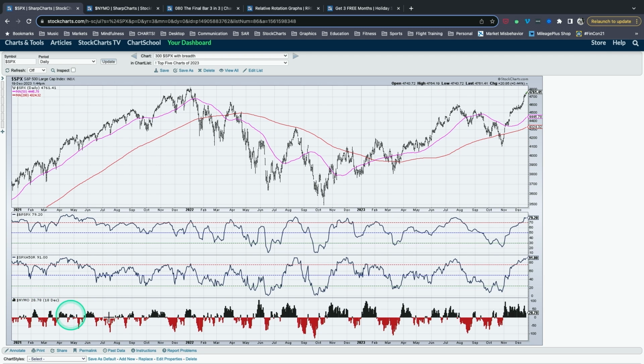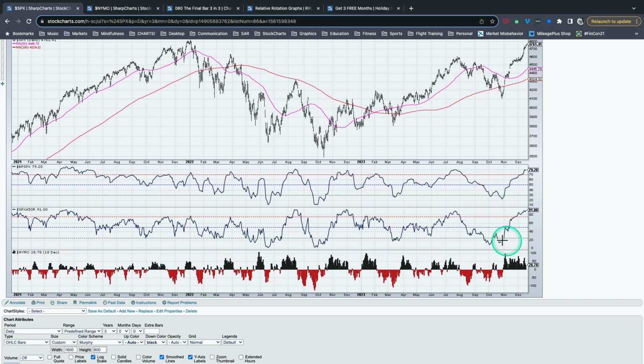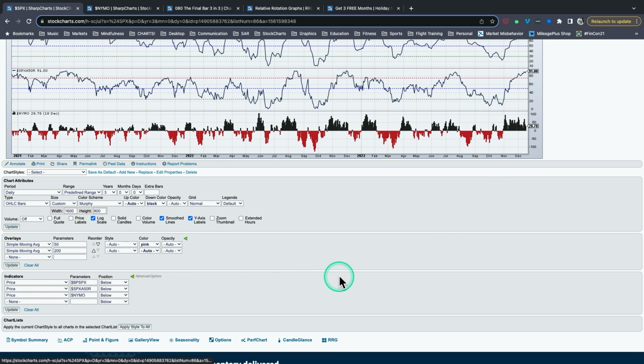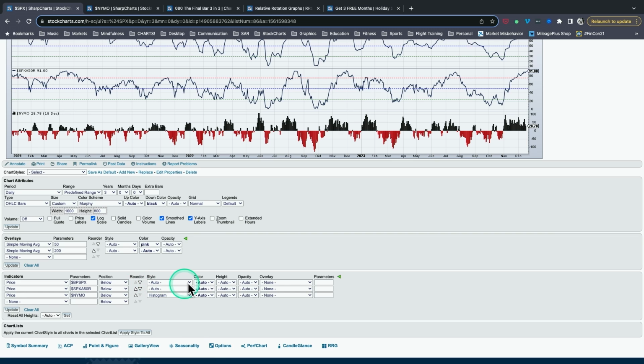One final note, we use the McClellan Oscillator. These are just using lines, but the McClellan Oscillator I wanted to show is a histogram. And here's the way you do that. When you have the indicator to the right, you'll see this little guy that says Advanced Options. If you click on that, you can customize colors, you can customize the height of the panel, you can overlay indicators like moving averages or horizontal lines to visually represent certain things. What I did was I changed the style from auto or solid line down to histogram.